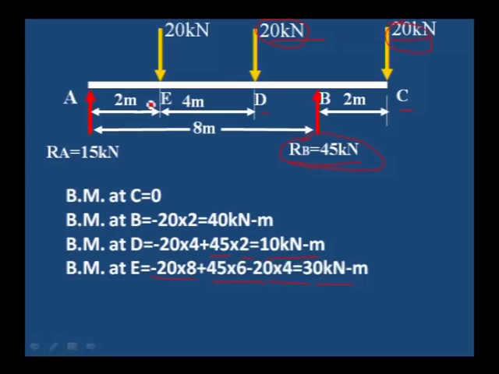Or we can calculate the bending moment at E as RA into distance, RA into 2, 15 into 2, 30 kilonewton meter. We will get the same. Or we can calculate 15 into 2 from the left side. Like this, and bending moment at A is equal to 0. What we can observe is that the calculation is similar to the simply supported beam we did in previous sessions.